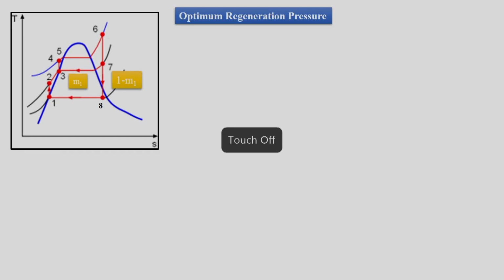As we know, we do regeneration in the expansion process from 6 to 8, where we take bleed at 7. But we are arguing at this moment in this derivation that we can have pressure 7 like this, we can have pressure 7 like this. So we can have pressure 7 existing anywhere along this vertical line 6 to 8, but which would be the optimum, meaning which would be the best condition for the extraction or bleeding of the steam.